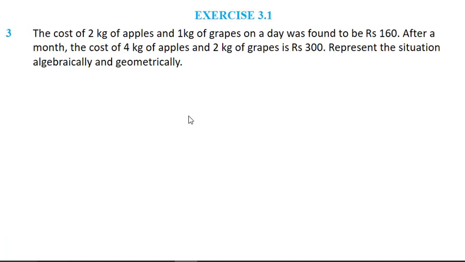Okay, now the third question. The cost of 2 kg of apples and 1 kg of grapes on a day was found to be rupees 160. After a month, the cost of 4 kg of apples and 2 kg of grapes is rupees 300. Represent the situation algebraically and graphically. So again, I don't know the cost of apples and grapes, so we can assume the cost of 1 kg of apples is rupees x and the cost of 1 kg of grapes is rupees y, and then you can write two equations.